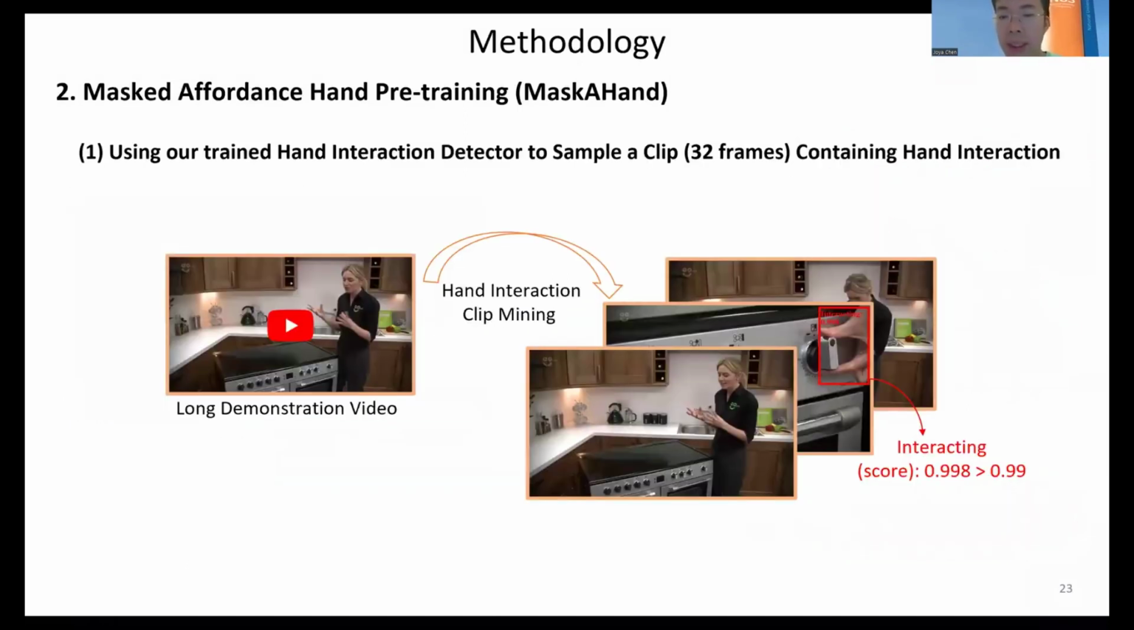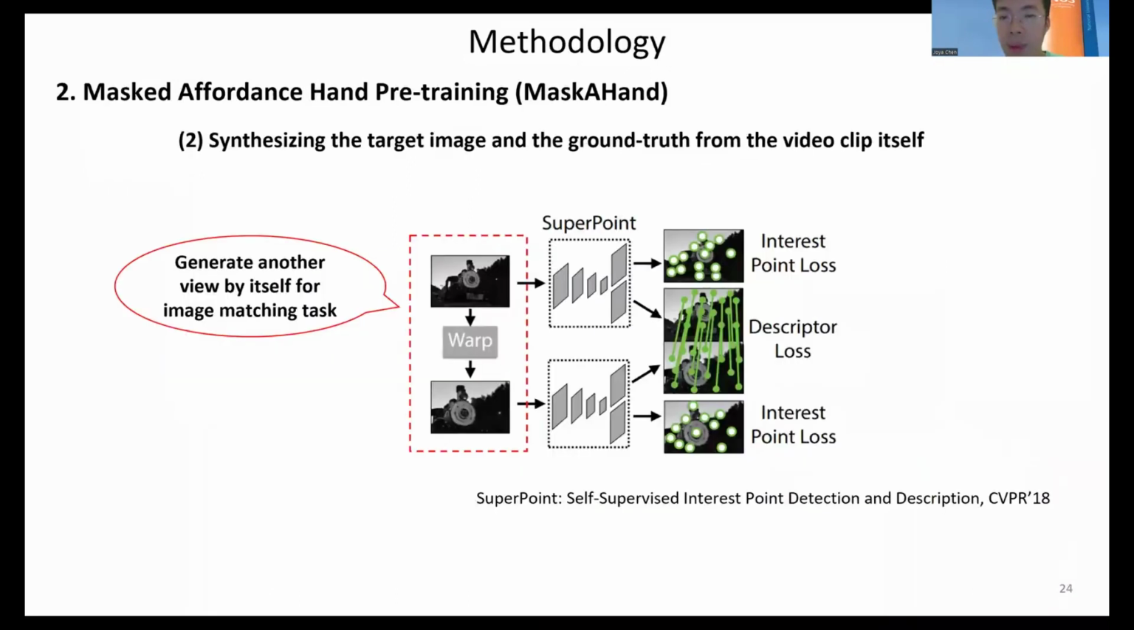Let's begin data synthesis. First, we use our trained hand interaction detector to sample a clip of 32 frames containing at least one frame of the hand interaction. We use the highest threshold, such as 0.99, to suppress the false positives. Inspired by SuperPoint, which is a well-known self-supervised image matching study that generates another view by itself, we can also generate the target image by the video clip itself.